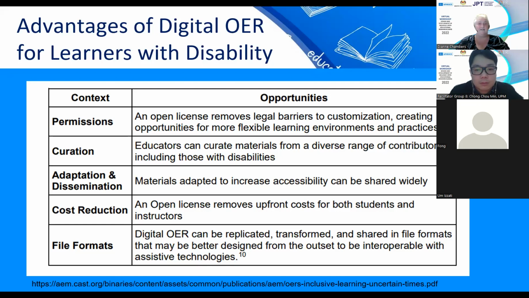materials to be increasingly accessible, and we're going to talk about that on Monday. And an open license removes those costs for both the institution and the student. So there's a real cost saving here as well. And that's an important aspect when we're looking at making sure everybody can be included in education. And of course, it can be set out in file formats that work better with assistive technologies. And we're going to be talking about that shortly.